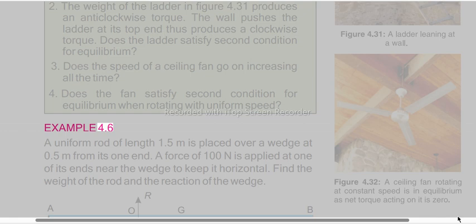Example 4.6. A uniform rod of length 1.5 m is placed over a wedge at 0.5 m from its one end. A force of 100 N is applied at one of its ends near the wedge to keep it horizontal. Find the weight of the rod and the reaction of the wedge.